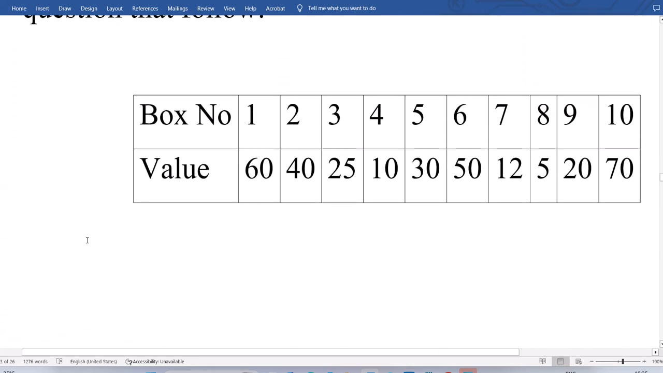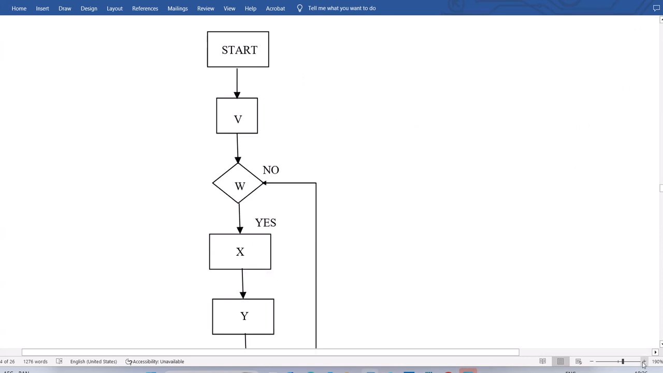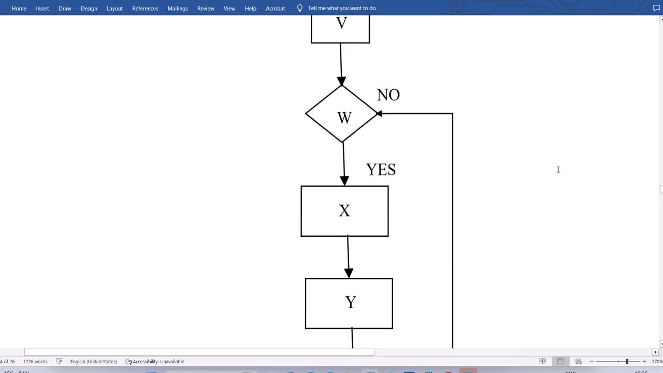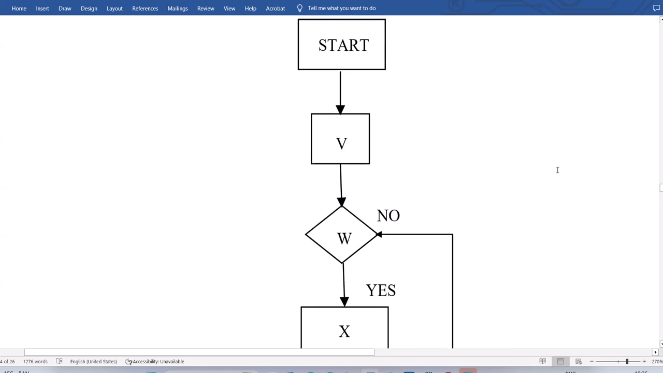Now, a flowchart related question. Note down these box numbers and the respective values. Once you are done with the box numbers and related values, next note down this flowchart. I'll just zoom in. Draw this flowchart in your book. Start, then the steps are V, W, X, Y, Z.